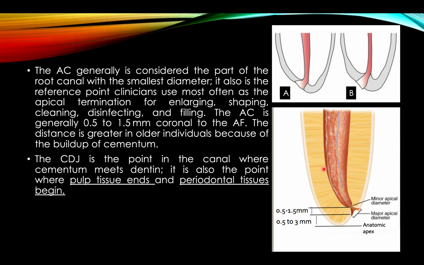So if you have a look at the anatomy of the root of a young patient, you will see that the distance between the apical foramen and the apical constriction is small, while in an older patient, because of the deposition of additional layers of cementum, the distance between the apical constriction and the apical foramen will increase.